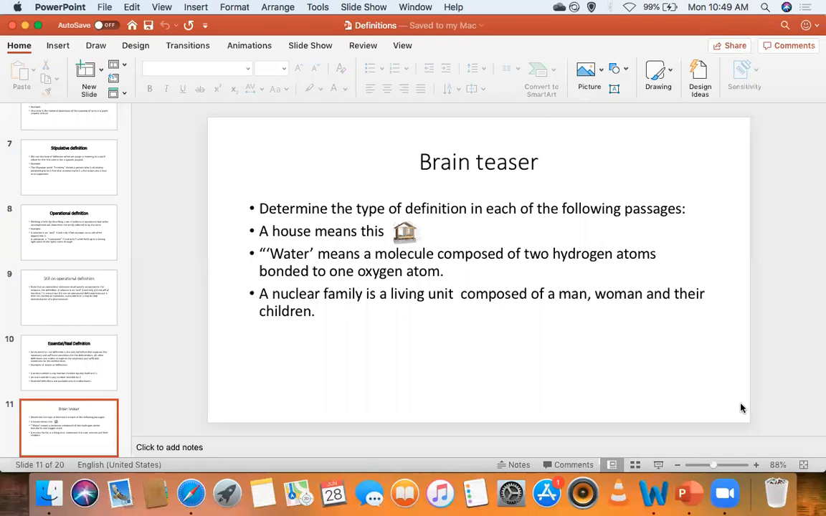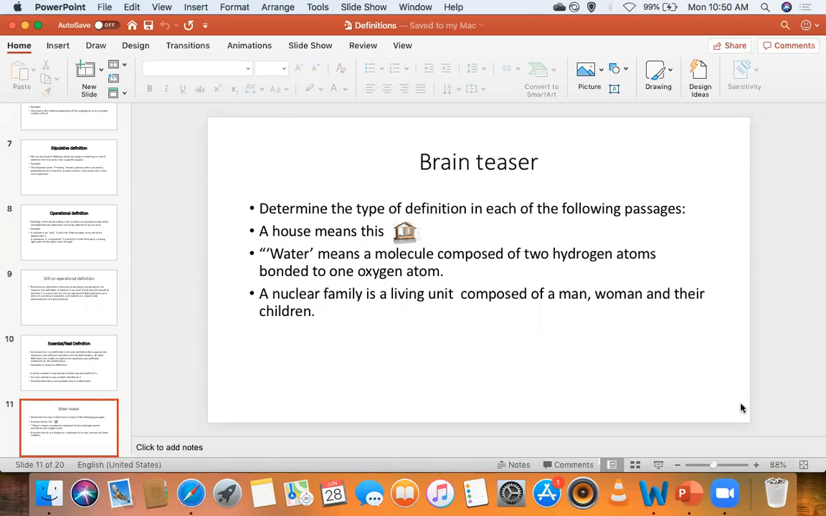Then the second one: water means a molecule composed of 2 hydrogen atoms bonded to 1 oxygen atom. What is it? Operational definition. Okay, that's fine. I think that there is a procedure or an operation specified, and that is that you have to bond 2 hydrogen atoms with 1 oxygen atom. So that bonding process makes it an operational definition.